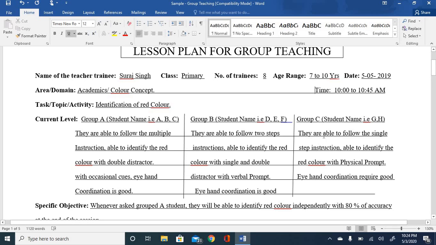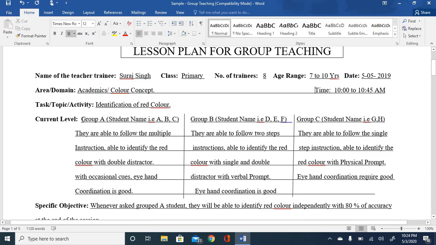And here, they are able to follow a single-step instruction. That means one instruction at a time. You are not going to give multiple instructions for a severe student. The same thing you have to write in your teaching procedure when we write the teacher's activity. There we can see. Then I think the current levels are clear. Okay, this is very clear to find out.